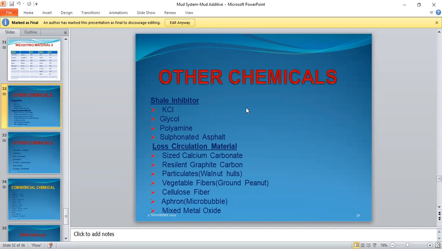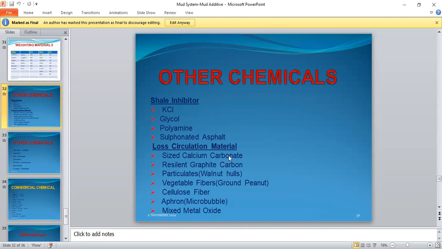Polyacrylamide, polyamine too are there. Then you have sulfonated asphalt. Sulfonated asphalt too are shale inhibitors. They will prevent your shale or your clay from swelling and causing problems for you. Hole stability, these ones are under hole stability, well stability.